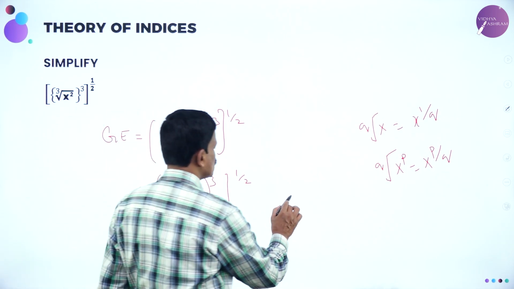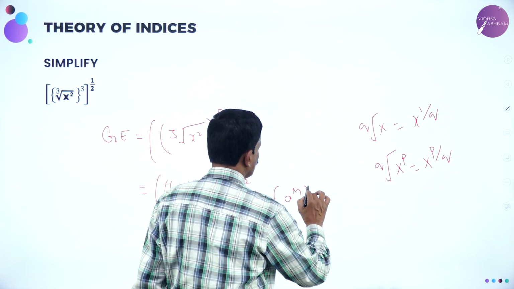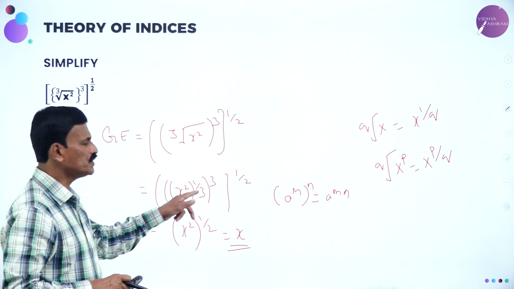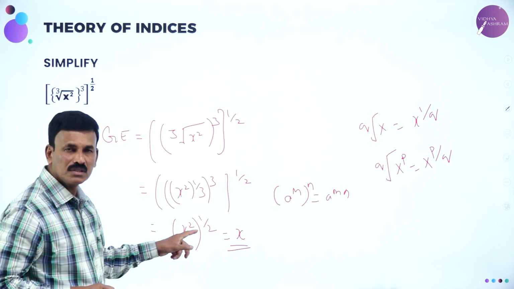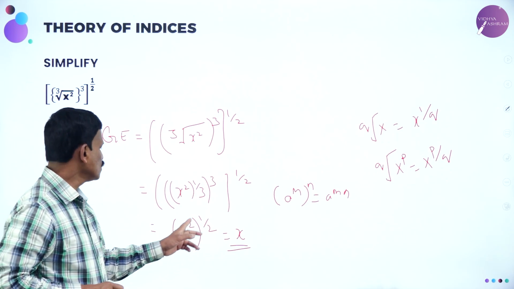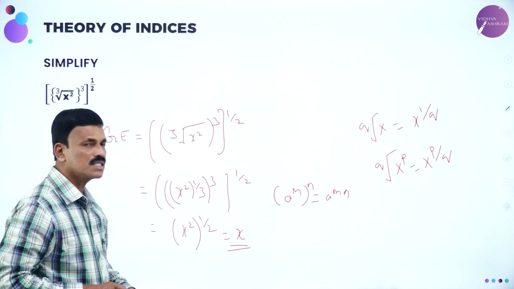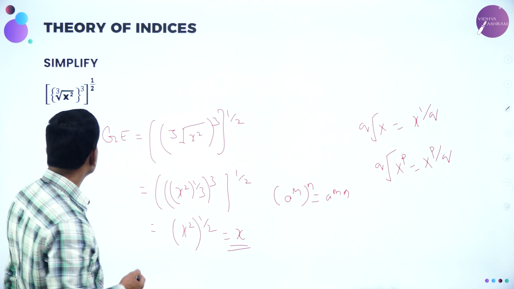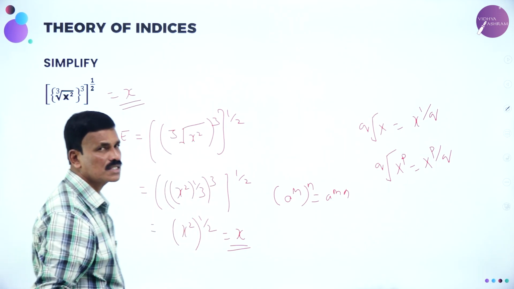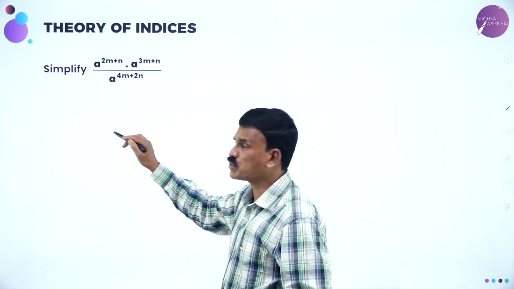Using this law of indices, a to the power of m whole raised to n is a to the power of m into n. So 1 by 3 into 3 is 1, the 3s get cancelled. x square whole to the power of 1 by 2. Again 2 into 1 by 2, 2 and 2 get cancelled, x power 1 is equal to x. So the required answer is x itself. That's it, very simple. Okay. Let us come to the next problem.